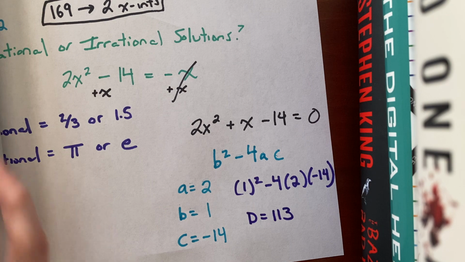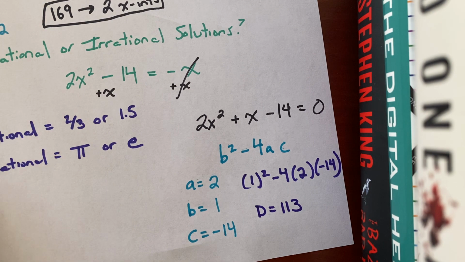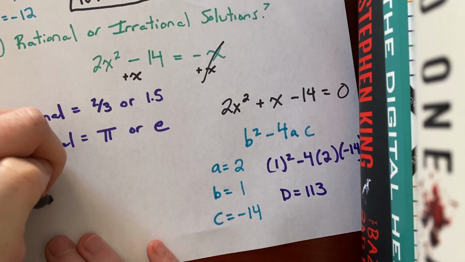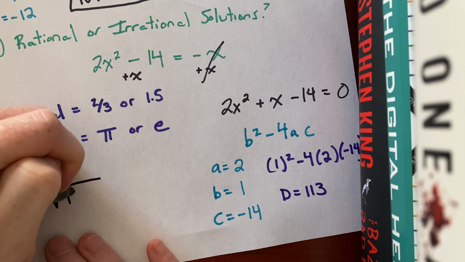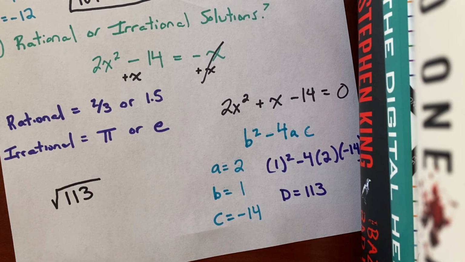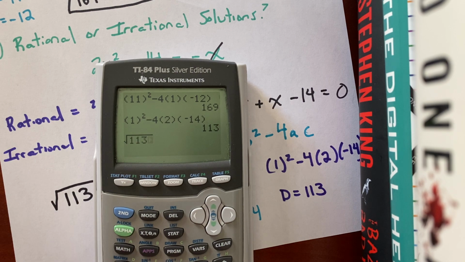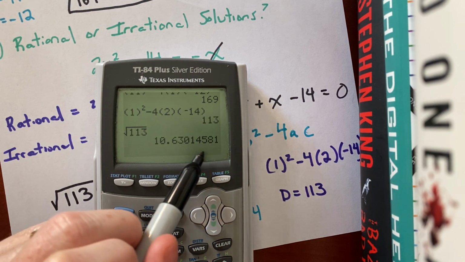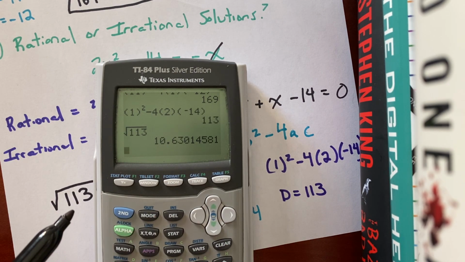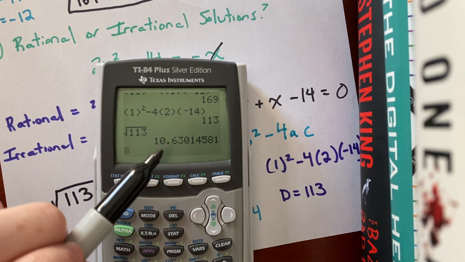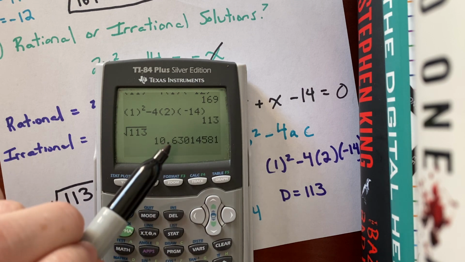Okay, so now what I want to check to see if it's a rational or an irrational solution is, can I take the square root of 113? And if I can, what do I get? Is it a nice number or is it an ugly solution? All right, square root of 113, and I get this pretty ugly number, 10.63014581. So you have to ask yourself this question: does this decimal terminate, as in does it stop?